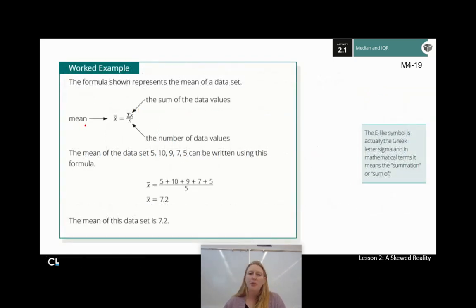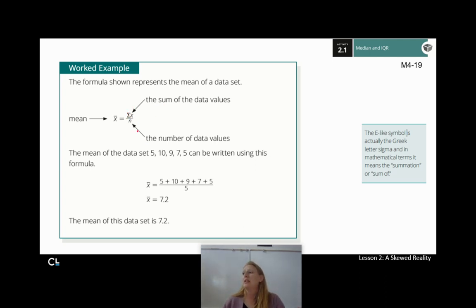You add up all your numbers and divide by how many there are. This is a nice mathematical way of writing the formula. This little guy on top, this little E-looking symbol, is actually the Greek letter sigma. In mathematics, it means summation, or find the sum of. So don't freak out over this little E-looking symbol. It just means you're finding the sum. You're adding them all up. So you're going to add up all the data values. That's why sigma X is the sum of all the data values.